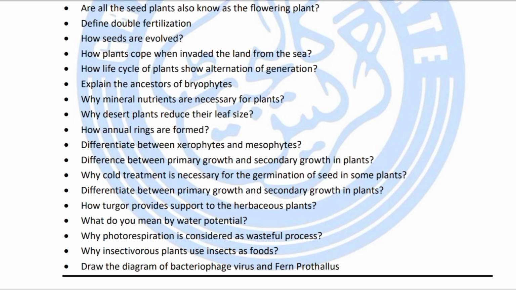what do you mean by water potential, why is photorespiration considered a wasteful process, why do insectivorous plants use insects as food, draw a neat and labeled diagram of a bacteriophage virus and a fern prothallus.